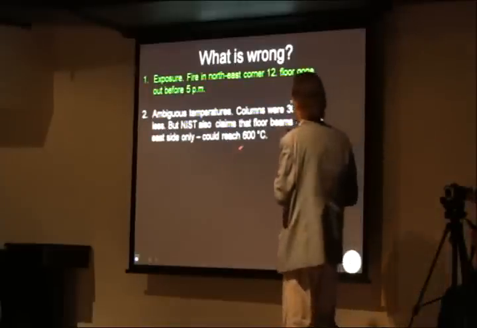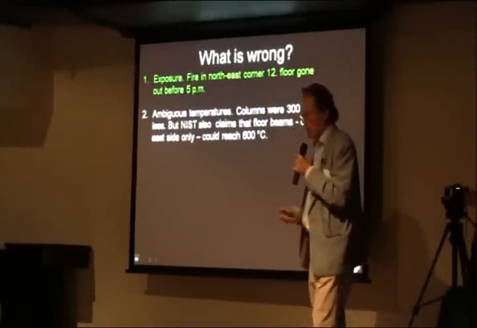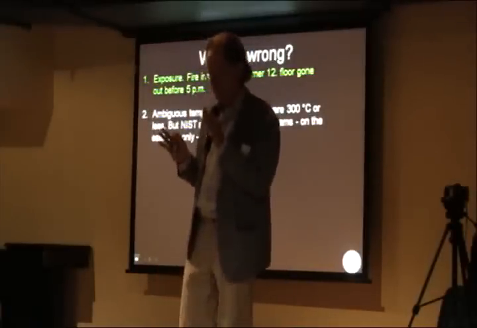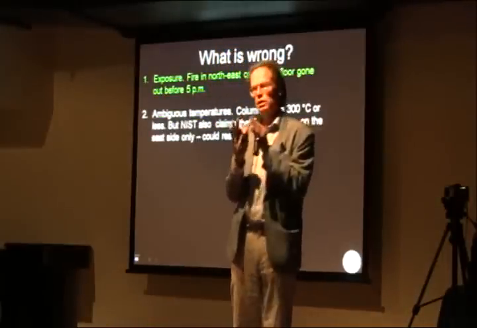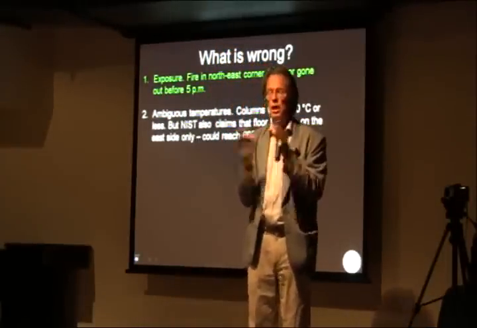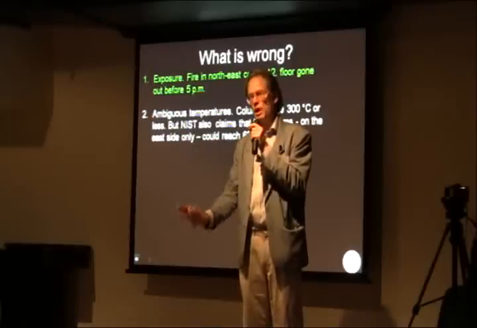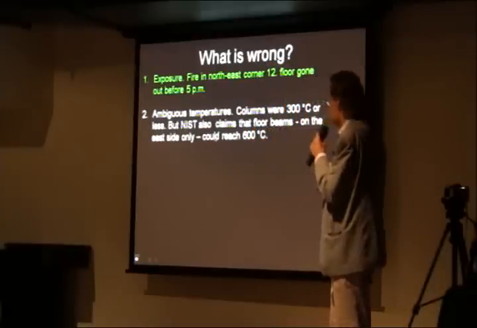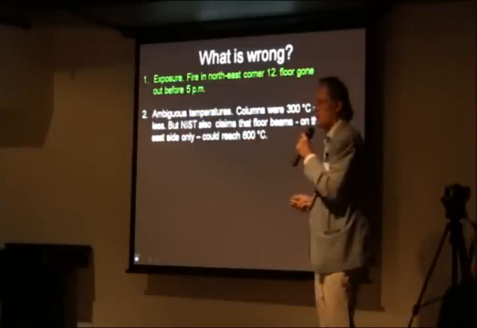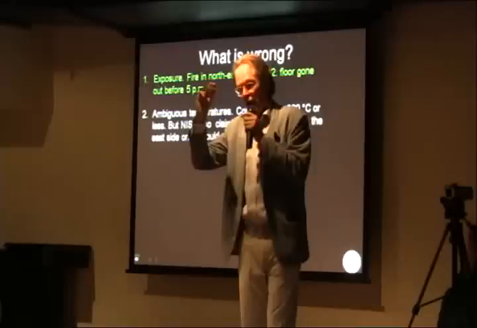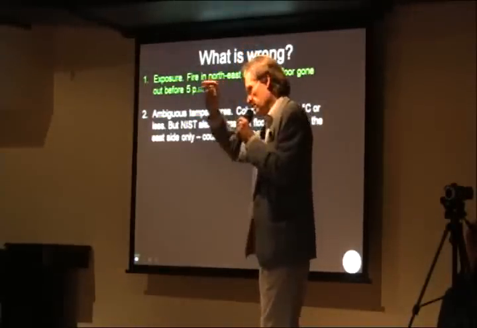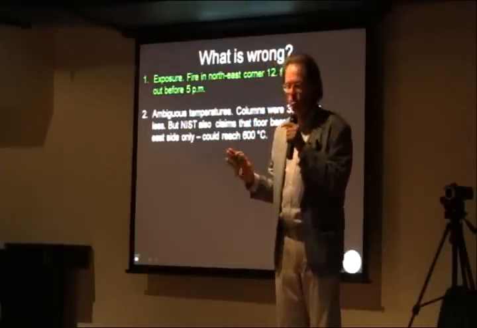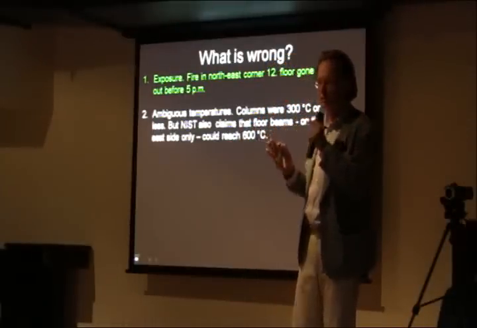Now, what more is wrong? They're fiddling around with the temperatures. They're reporting that what they have investigated are the core column steels afterwards. They have seen no steel with temperatures beyond 300 degrees. This you can see from the primer paint on the steel beams, how hot it has been, and by other means also. Still, they claim that in the northeast corner, maybe temperatures of 600 degrees were reachable under the ceiling and the floor beams. Now, the reason why they are fiddling around with the temperatures will become evident in a little while.